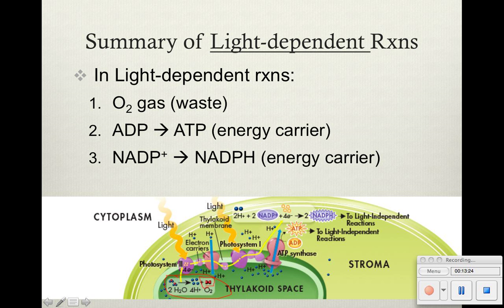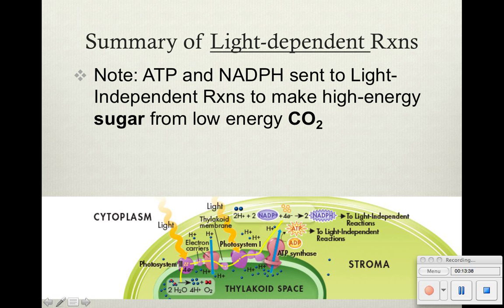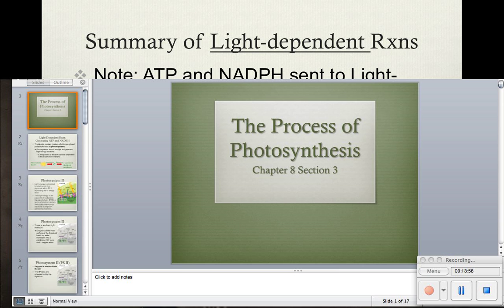And remember that both ATP and NADPH are energy carriers, and these are going to get used up in light independent reactions. Okay. So remember that ATP and NADPH are sent to light independent reactions, which is just what I said. And at that point in the light independent reactions, we're going to have the production of high energy sugar that comes from low energy carbon dioxide.